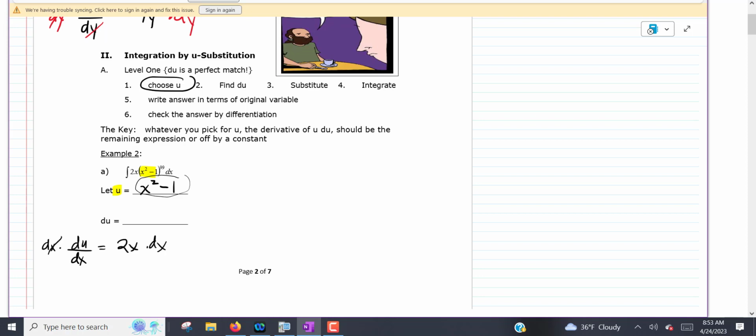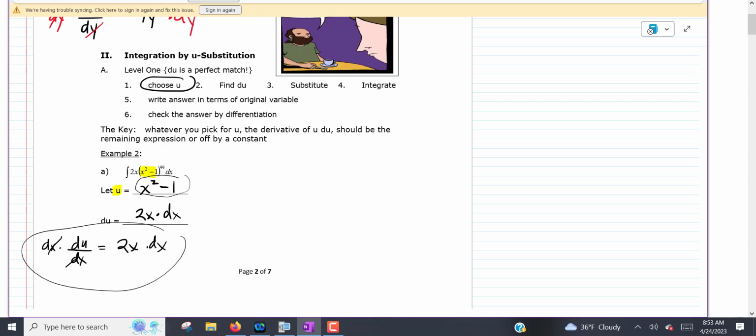So you end up getting du equals 2x times dx. Okay, now you don't have to show this step right here. You can learn to do this in your head. It's just that you have to have that dx in there to match everything in the integral.